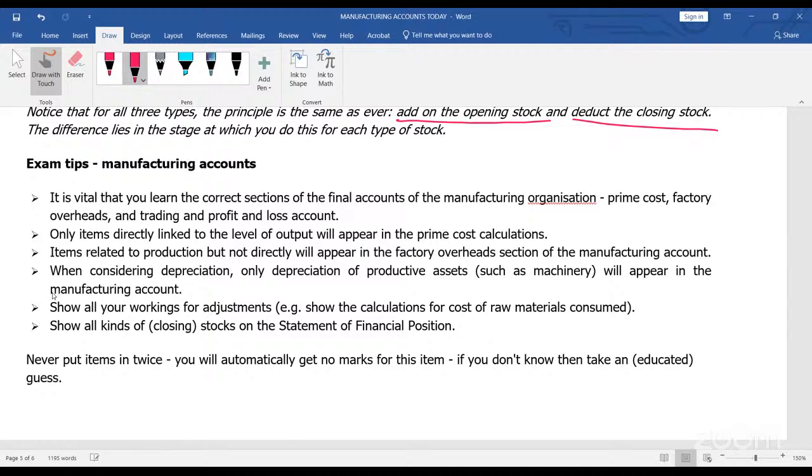You have to show all your workings for the adjustments, show the calculations for the cost of raw materials consumed. Don't forget to show all the kinds of stocks on the statement of financial position. Never put items in twice. You automatically get marks for this item. If you don't know, then take an educated guess. You can take a guess, but don't put items in twice. So these are some of the exam tips when it comes to manufacturing accounts.